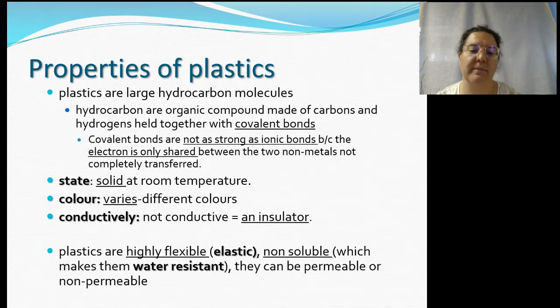Their color will vary, and they're not conductive. They're an insulator, which is why we have lots of plastic cooking utensils. They're highly flexible and non-soluble, but they could be permeable or non-permeable. So materials can enter their pores or not enter their pores.